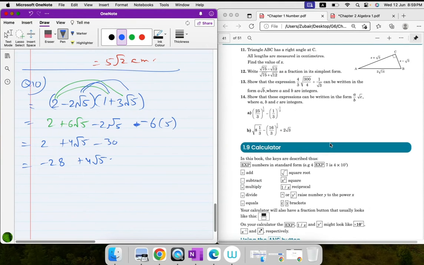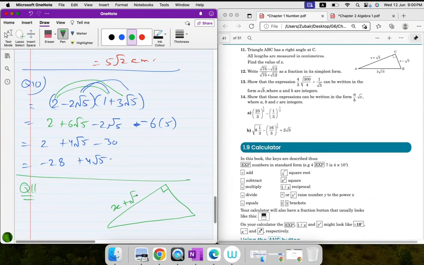Question number 11 says the triangle ABC has a right angle at C. All lengths are measured in centimeters. Find the value of x. How will we do this? A right angle triangle is given. All three sides are given, and we have to find the missing value, which is x.